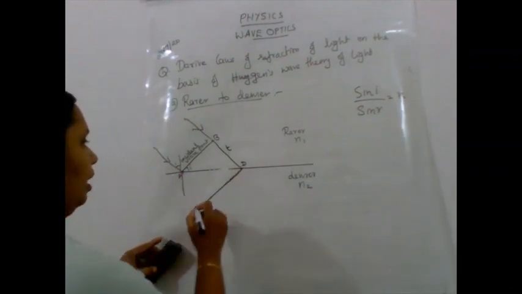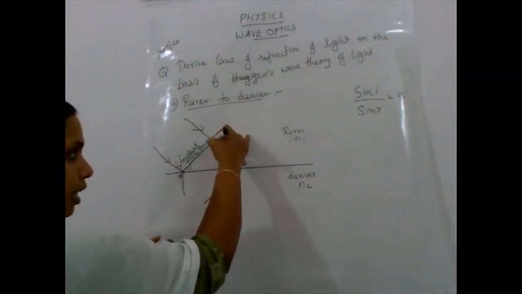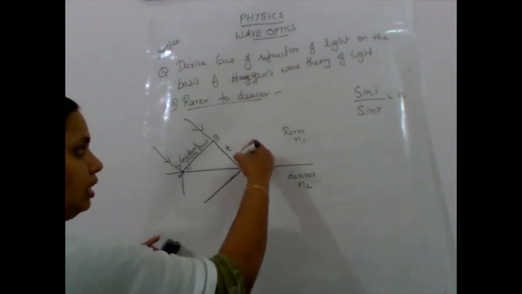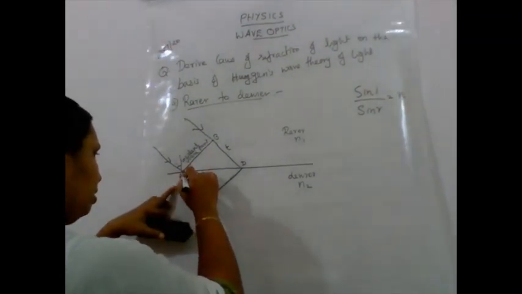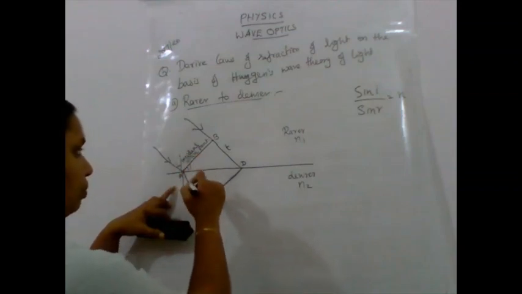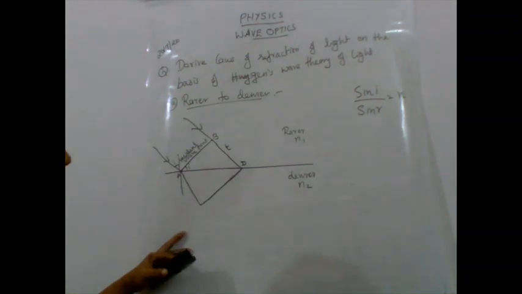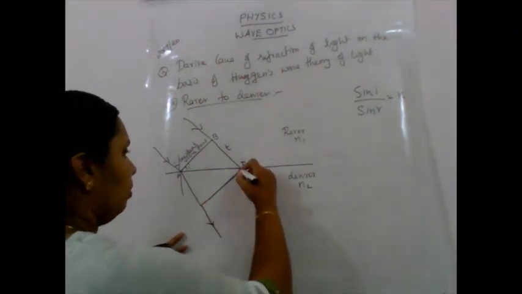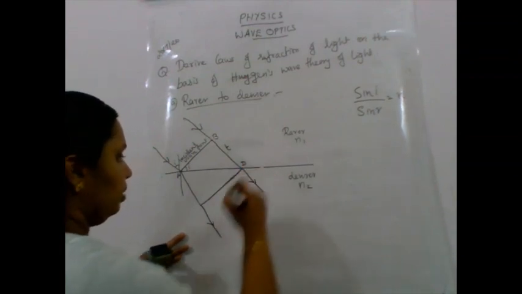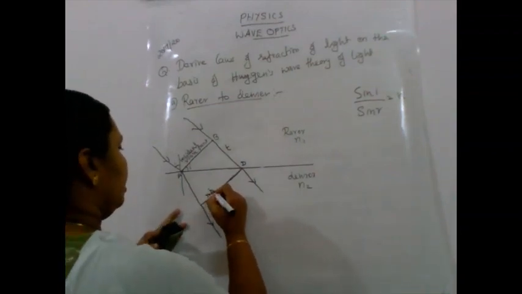So what's the time? Time t, right? Within the time t, B reaches D. By that time, from all the points the refracted wavefront originates. So we can join it like this. That is, if a ray of light goes from rarer to denser, it bends towards the normal. So this is the refracted wavefront. And what is the direction? The direction will be given by the perpendicular drawn to this. Okay, so this is the refracted wavefront.